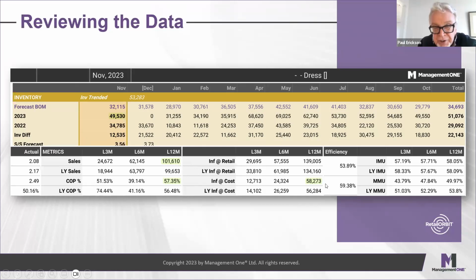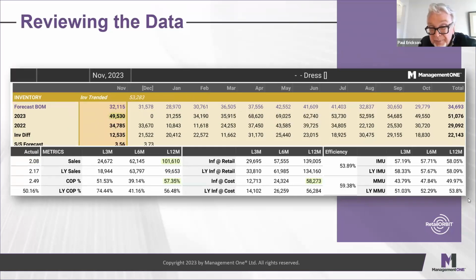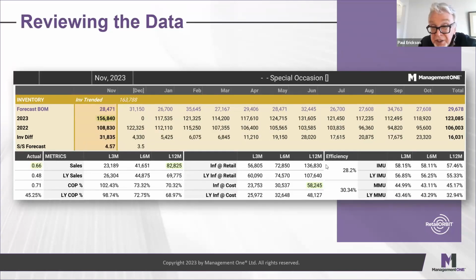Anybody with a heart condition or is pregnant may want to leave the meeting at this point in time. Now let's look at special occasion. Remember that bloated $156,000 inventory? We purchased the exact same amount the last year in special occasion dresses as we did other dresses. Both were 58,000. Let me go back and remind you, 58,273. That was dress purchases for the last year at cost, invoices. Now let's look at special occasion. Same number almost, within $100.